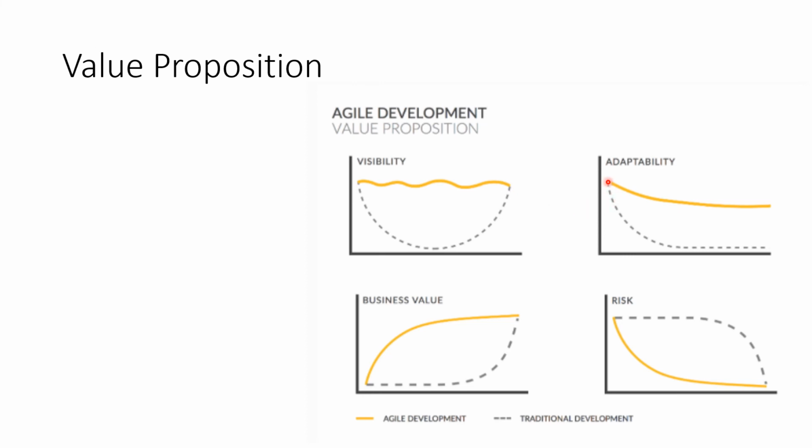Next is adaptability, adaptability to changes. In waterfall, your adaptability goes down as you move forward, but in agile, adaptability is maintained. Business value increases sprint by sprint, slowly. And risk is being reduced. So these are the very important value propositions agile brings to the table compared to traditional approaches.